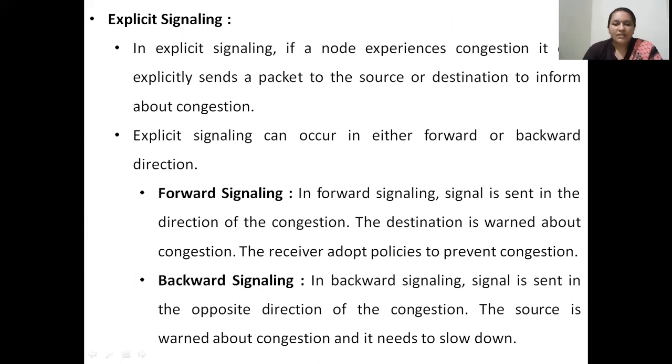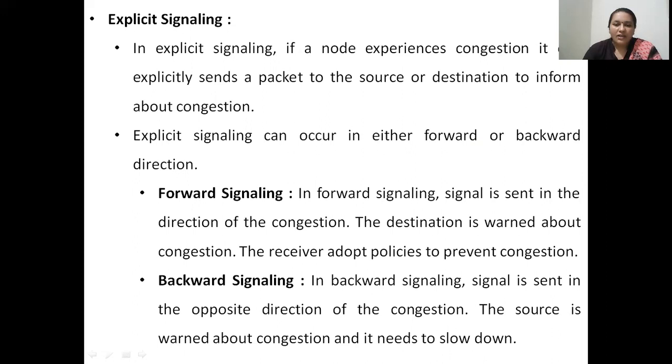In forward signaling, the signal is sent in the direction of congestion. That is, the node will send a signal to the destination node to warn it about the congestion, and the destination will adopt policies to reduce the congestion.